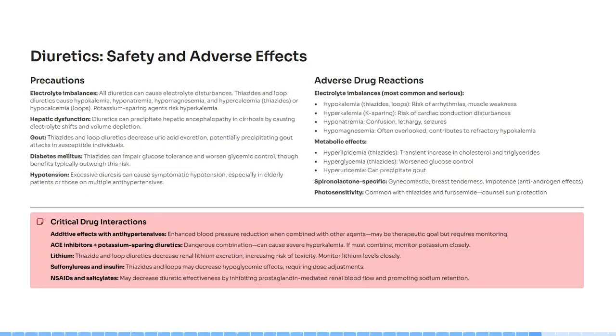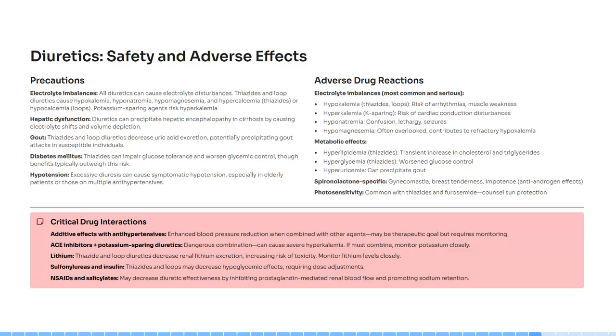It may cause an electrolyte imbalance, like hypokalemia, with thiazides and loops. You may have a risk for arrhythmias and muscle weakness. You may see some hyponatremia. You may see some hyperkalemia with the potassium sparing or hypomagnesemia.